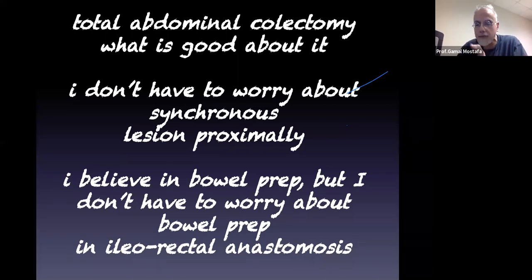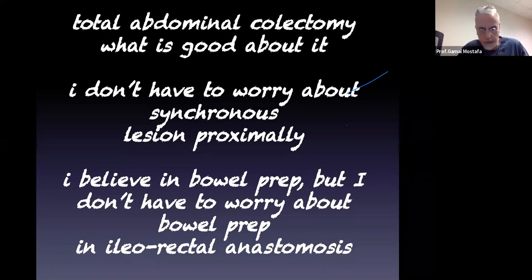I don't have to worry about synchronous proximal lesion. So if you're in the oral board and you're saying, I'm going to do total abdominal colectomy, ileorectal anastomosis, I think that's perfectly acceptable, actually. But make sure if you say that you have the right rationale. Why are you doing this, sir? Because I don't have to worry about synchronous lesion in the right colon.